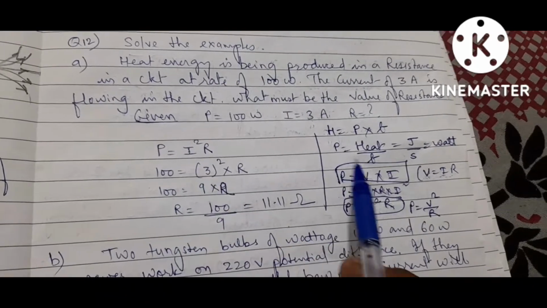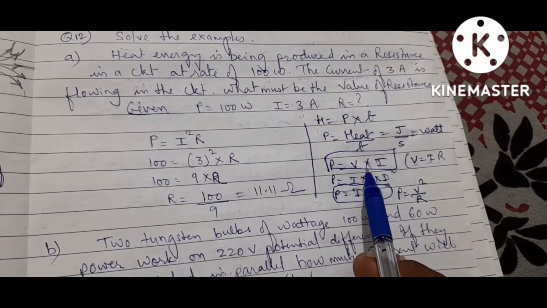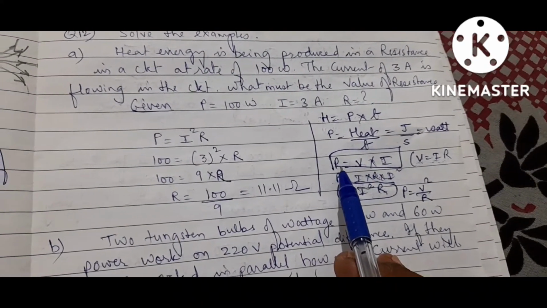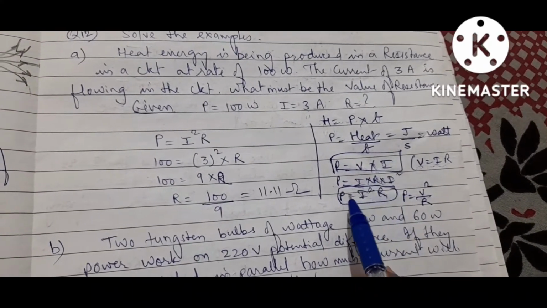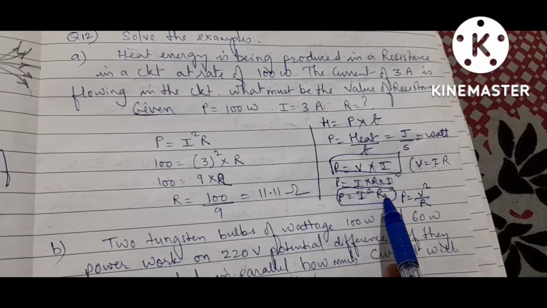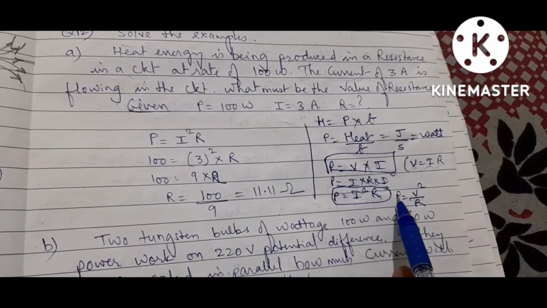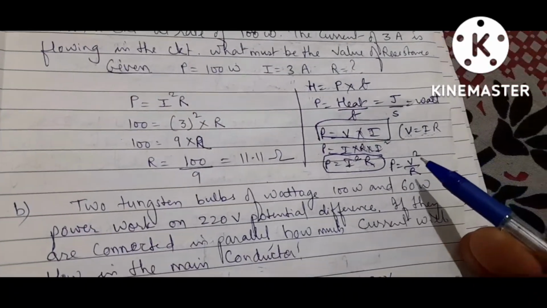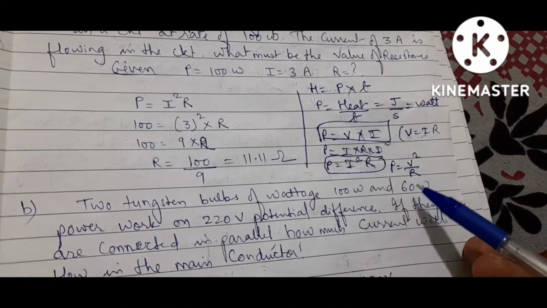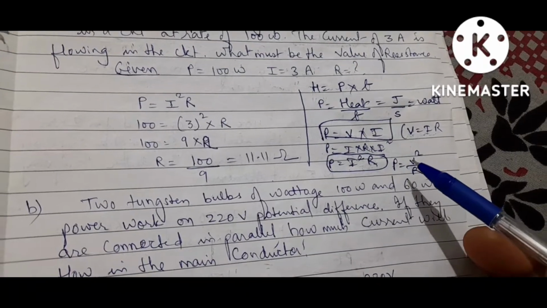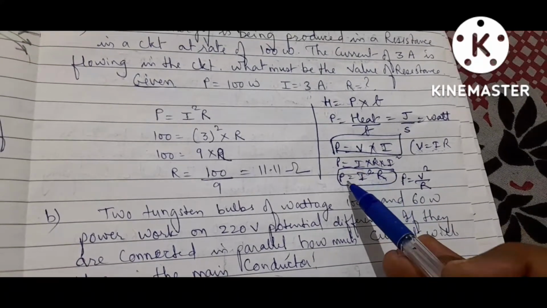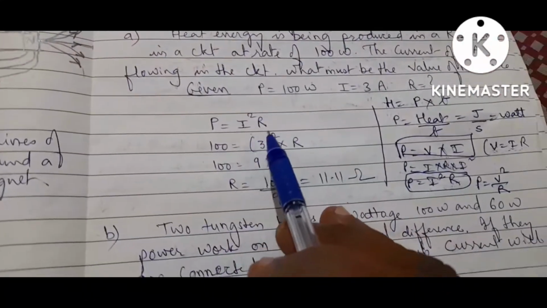So we can take three types of formula for the power. First is P is equal to V into I. Second, P is equal to I square into R. And the third, V square upon R. This formula also is some arrangement; according to some arrangement it came. Now we will use this formula, P is equal to I square into R.